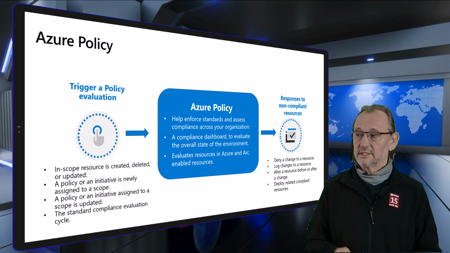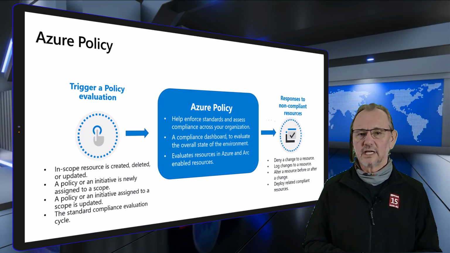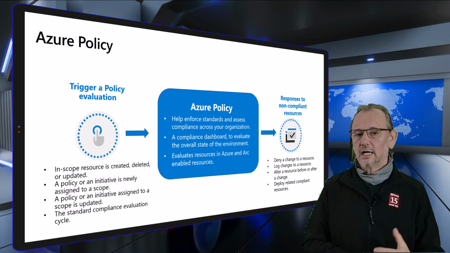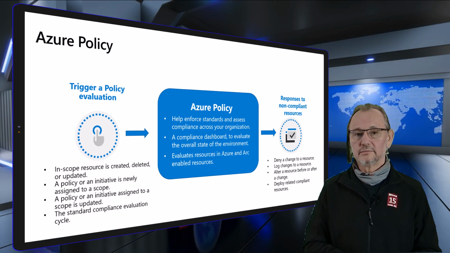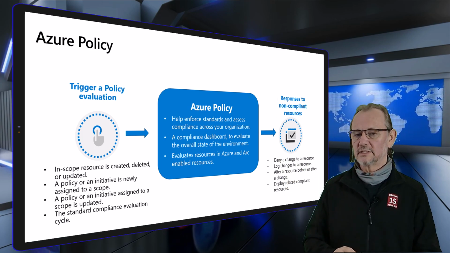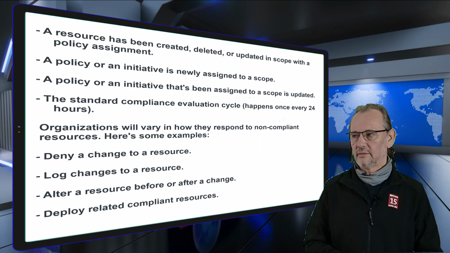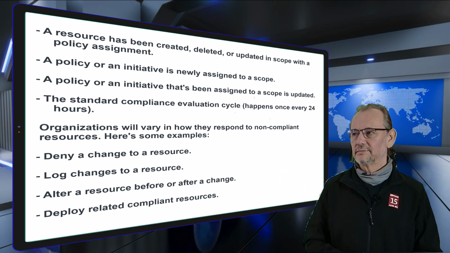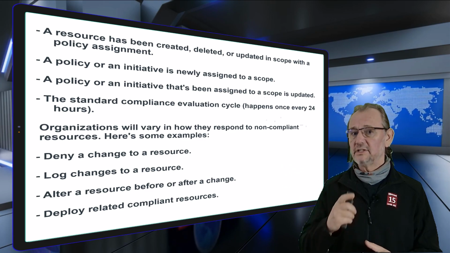Evaluation outcomes. Azure Policy evaluates resources at specific times during the resource lifecycle and the policy assignment lifecycle, and for regular ongoing compliance evaluation. The following events or times will trigger evaluation. A resource is created, deleted, or updated in a scope where a policy is assigned. A policy or initiative is newly assigned to the scope. A policy or initiative that has been assigned to the scope is updated. The standard compliance evaluation cycle happens every 24 hours.